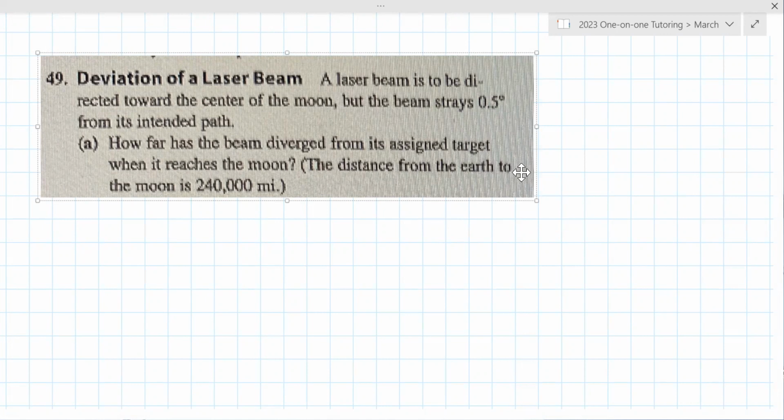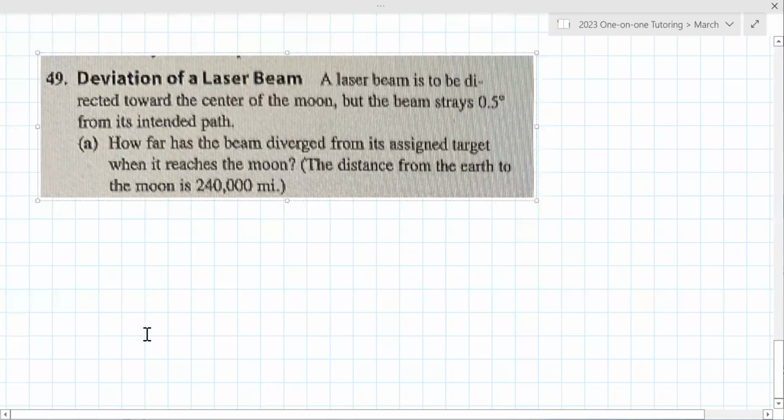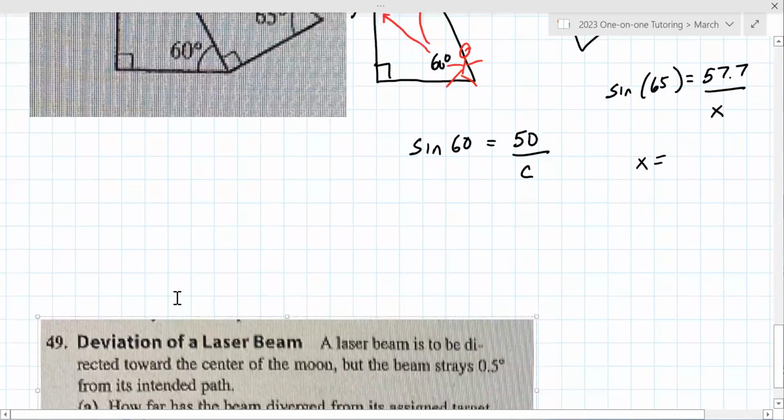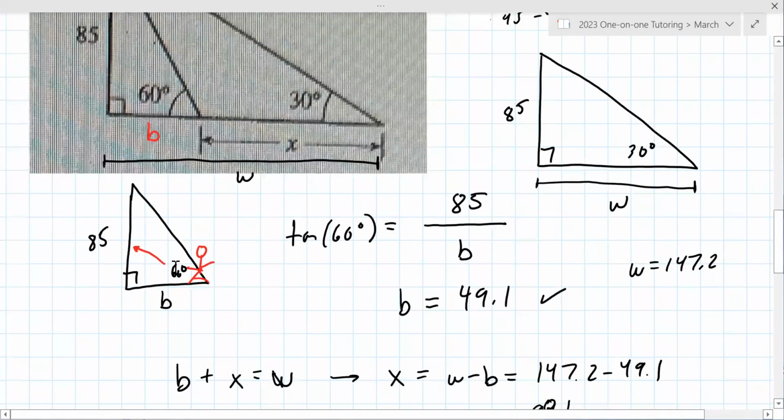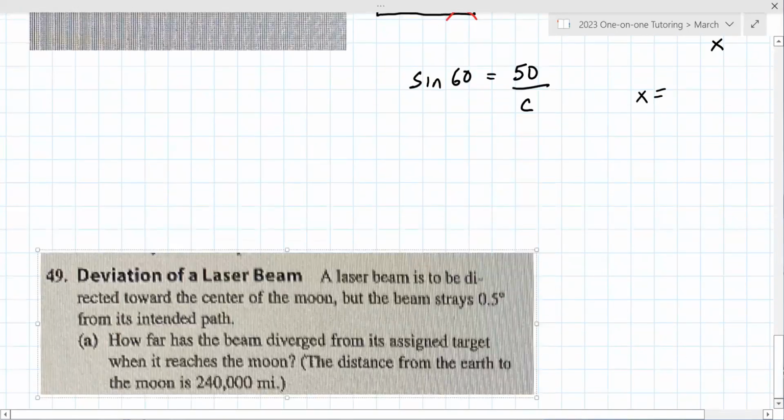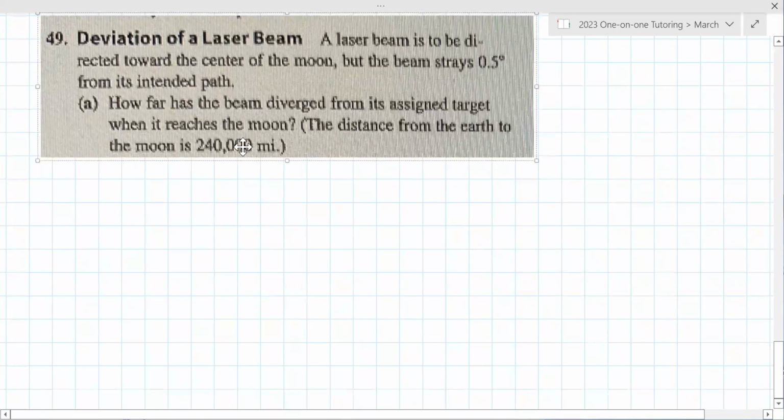What kind of triangles have we been working with? Right angle triangle. Right triangles. Yes.